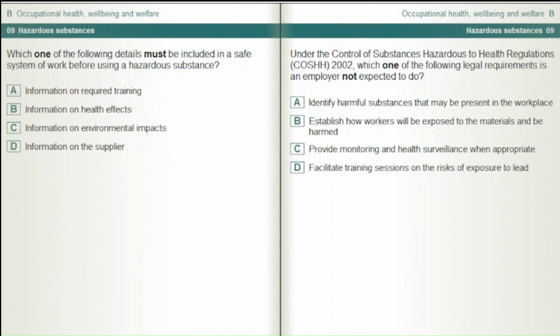Which one of the following details must be included in a safe system of work before using a hazardous substance? Information on required training. Information on health effects. Information on environmental impacts. Information on the supplier.